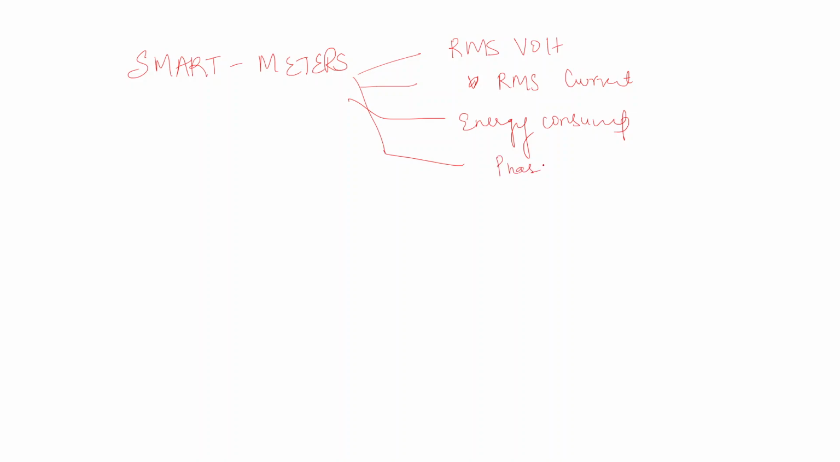They actually measure different values, generally periodic measurements. Sometimes they measure after every 15 minutes, or after every 5 minutes, or maybe after every hour. They measure RMS voltage, RMS current, and also energy consumption, and the phase angle of the measurement.